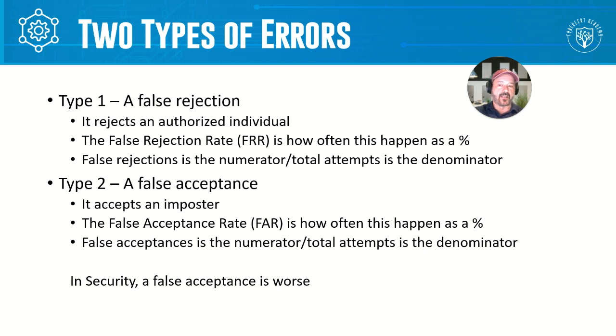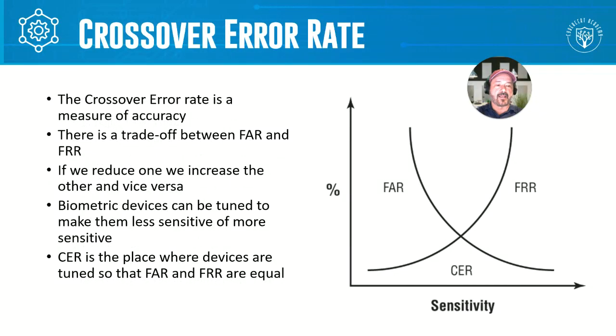The false acceptance rate, just like false rejection, is how often that happens. The numerator is the number of false acceptances, accepting an imposter, versus the total number of attempts, the denominator. Now, when you're considering a type 1 and a type 2 error, remember that in information security, what we care about the most is false acceptances. The point is to lower the false acceptance rate to an acceptable level. And in many environments, the false acceptance rate is 0. We can't have any false acceptances. But because of the way this works, that means you're going to have more false rejections, right?